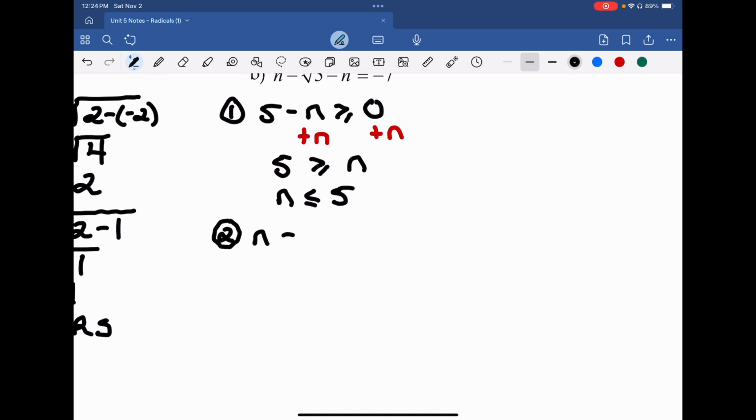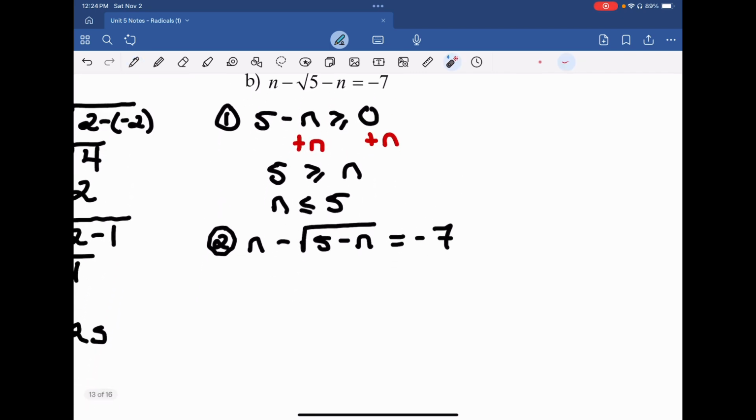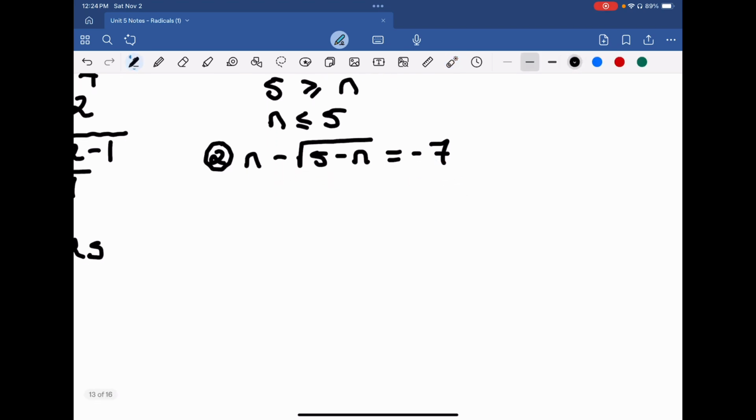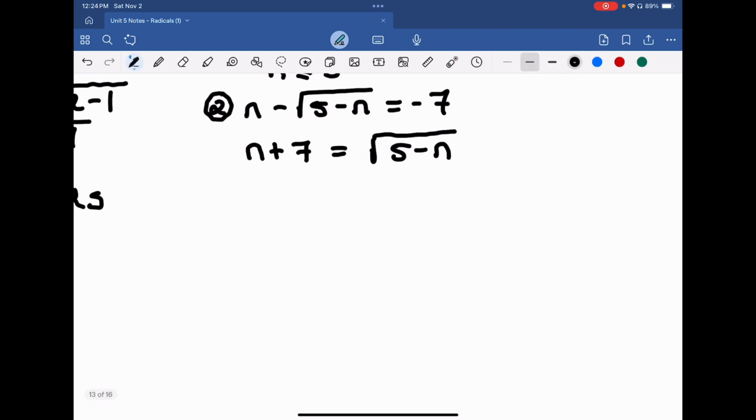Now from here, we're going to actually solve for the n values. So we have n minus the square root of 5 minus n is equal to negative 7. From here, I'm going to do a simple swap. If I know that this is a negative radical and this is a negative term, let's swap their positions. So I'm going to rewrite this as n plus 7 is equal to the square root of 5 minus n. The reason I did this is so that everything is positive, and more importantly, my radical is positive.